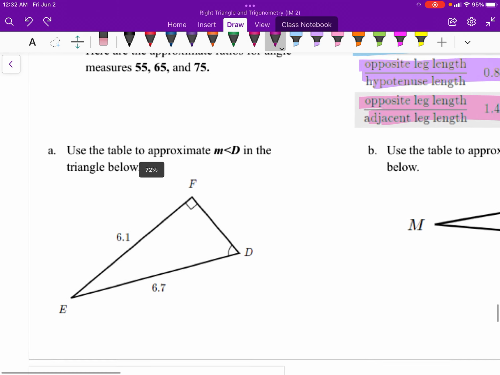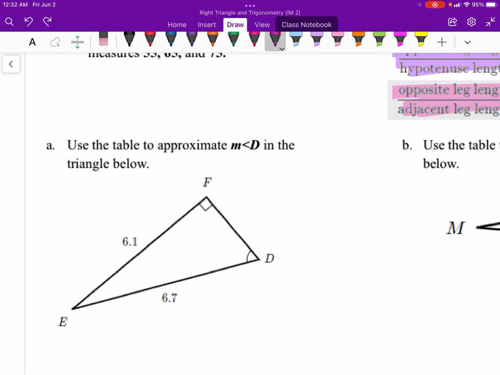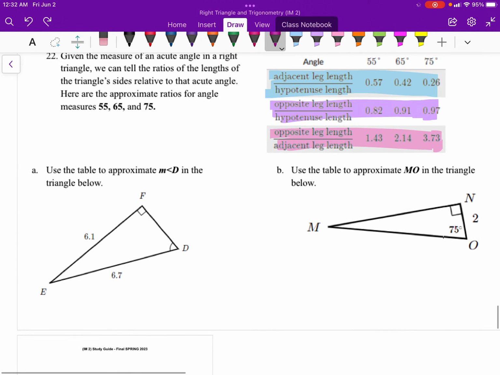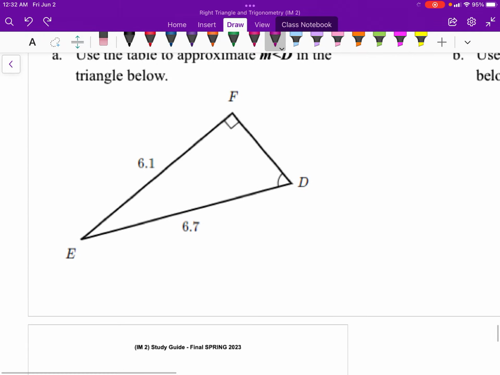Starting off with the first one, guys, it says use a table to approximate the measurement of angle D in the triangle below. So in this case, we are trying to look for angle D. Now, because we're looking for angle D, I want to determine the name of the sides that we're given. We're given this side and we're given that one there. So to start off, 6.1 is representing the side that is opposite to our given angle.